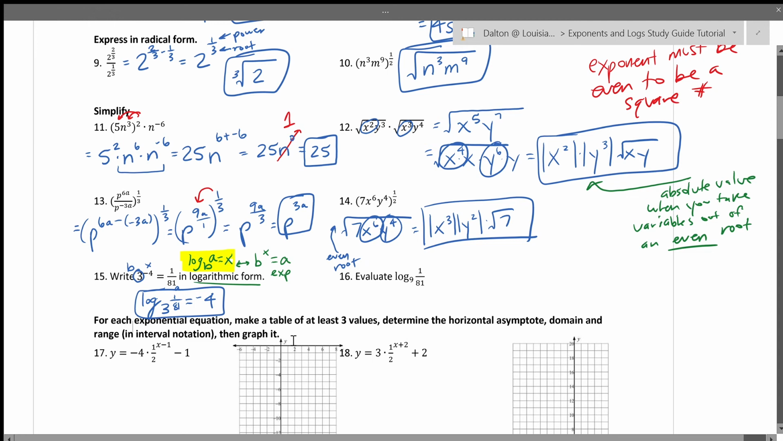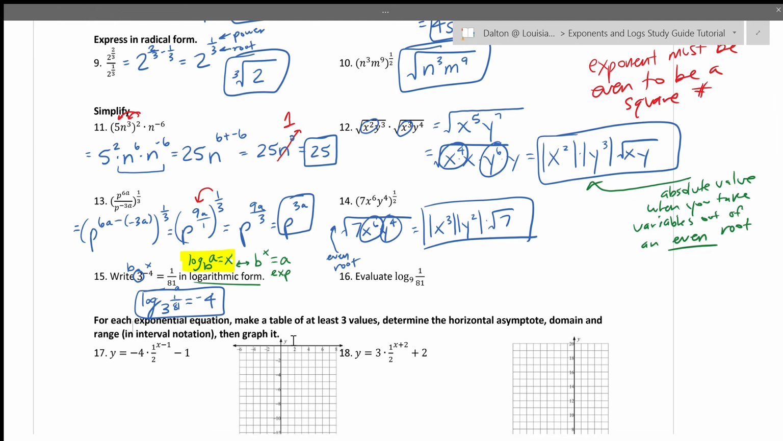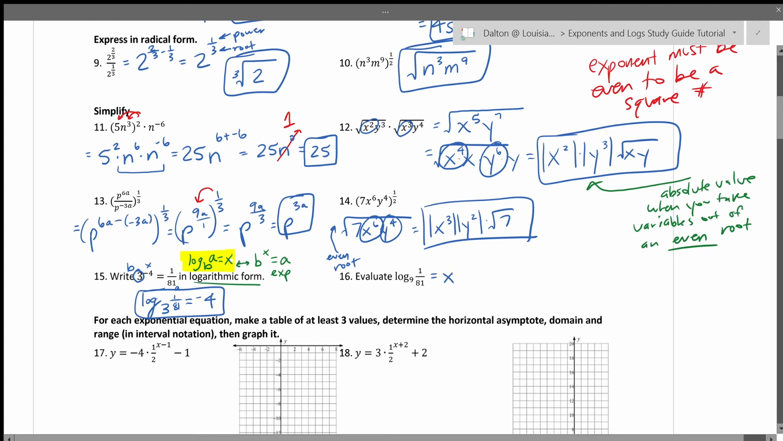Number 16, evaluate the log base 9 of 1 over 81. I'm asking you what value is equivalent to this. So if I set this equal to x, and then again I use my logarithmic and exponential switcheroo over here, if I write that in exponential form, my base is 9. So that would be 9 to the x power equals 1 over 81.